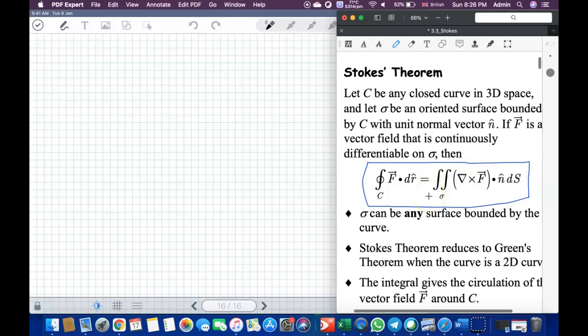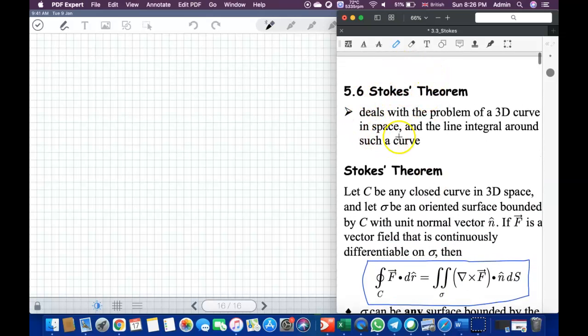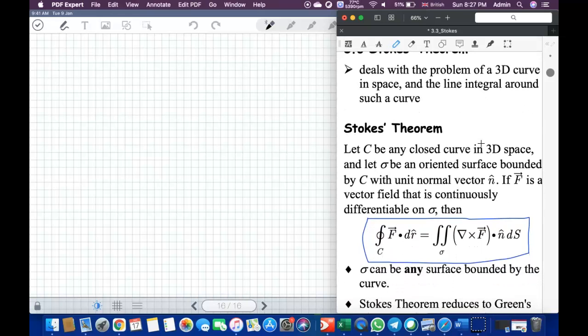In this case, if you look at the statement here, Stokes theorem deals with the problem of a 3D curve in space. So you have a 3D curve in space and the line integral around such a curve. Here is a relationship between the line integral and surface integral for the same vector field. So what is inside Stokes theorem? C is any closed curve in 3D, so C here must be a closed curve in the three-dimensional system.